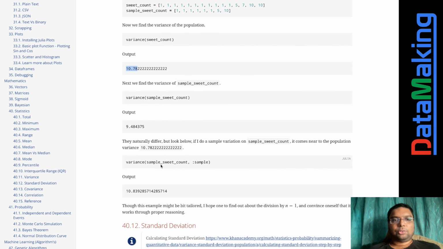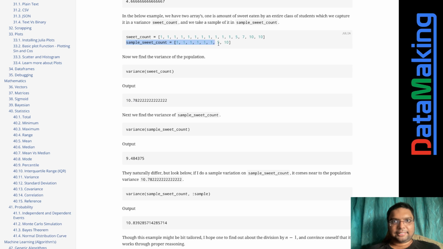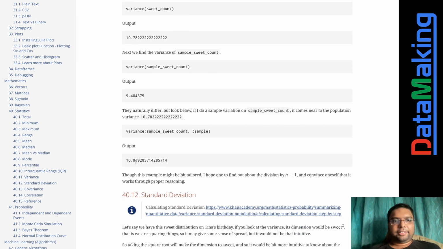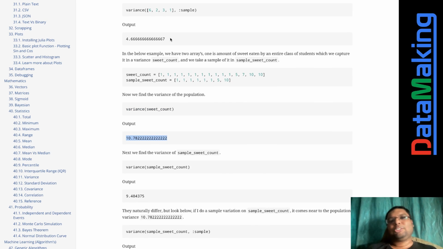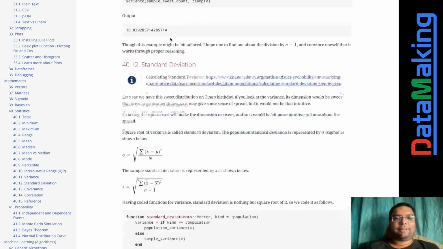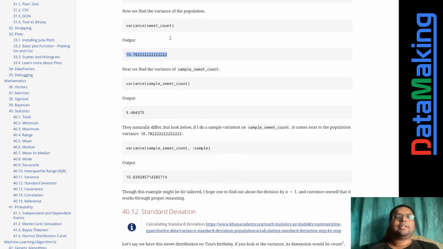But when we do the sample variance for this one, that is nothing but a sample of this sweet count, it is coming to 10.84, which is very near to 10.78, the population variance. So there seems to be some kind of truth over here, but don't ask me why. I don't know why we are dividing it by n minus 1 and all the stuff.